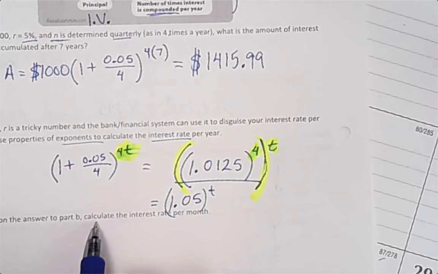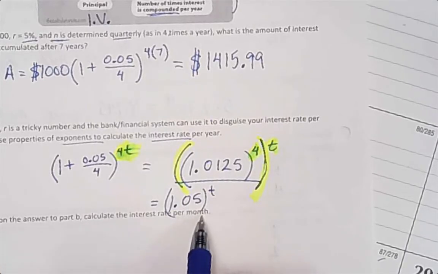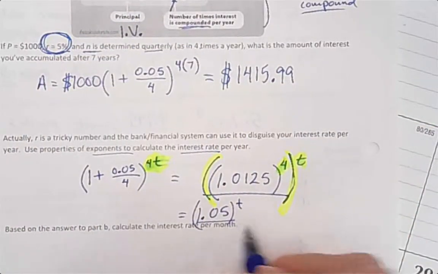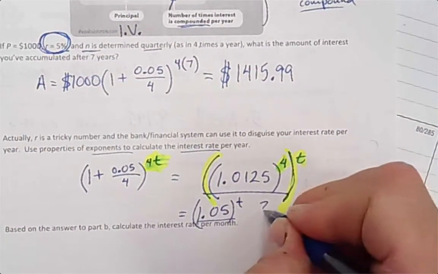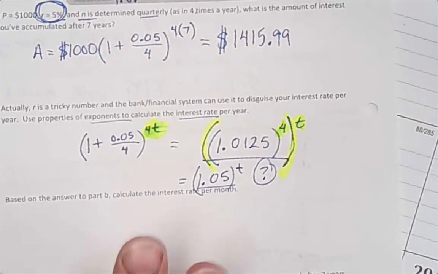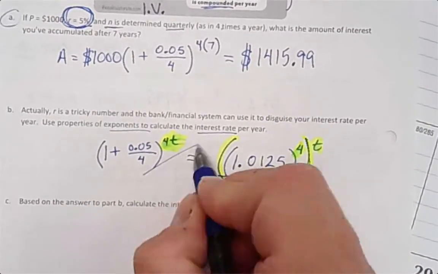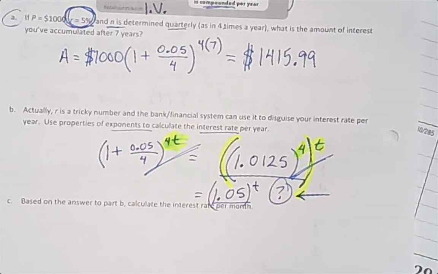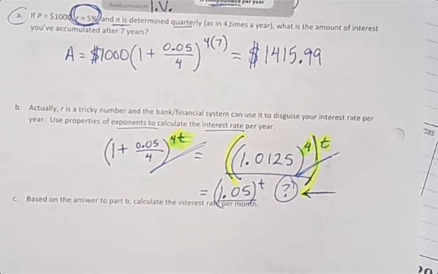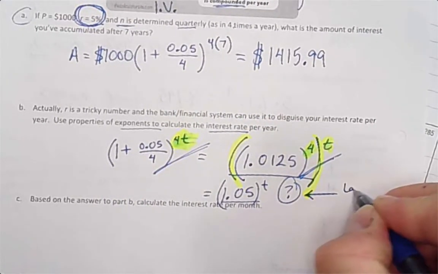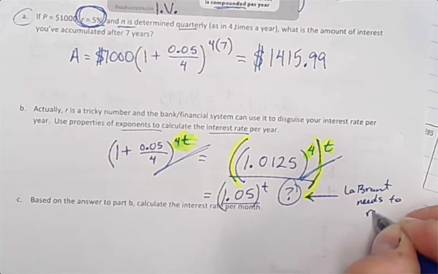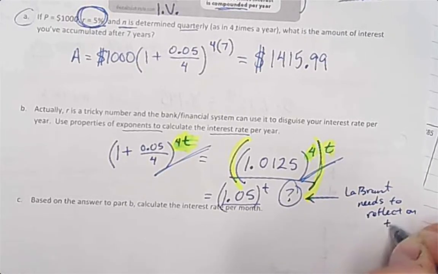Based on the answer to part B, calculate the interest rate per month. Okay, so this number right here, interest rate, and I'm going to put a question mark here. Like, I need to go review that for a second. So just write it down. Trust that the math I want to show you is this. And then let me go ahead and address, like, yeah, that's wrong, or yeah, I agree with that later on as I reflect on it a little bit more. So LeBrant needs to reflect on this.